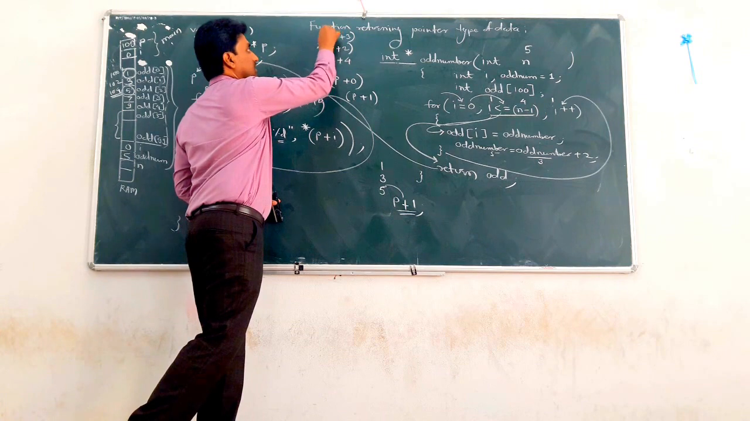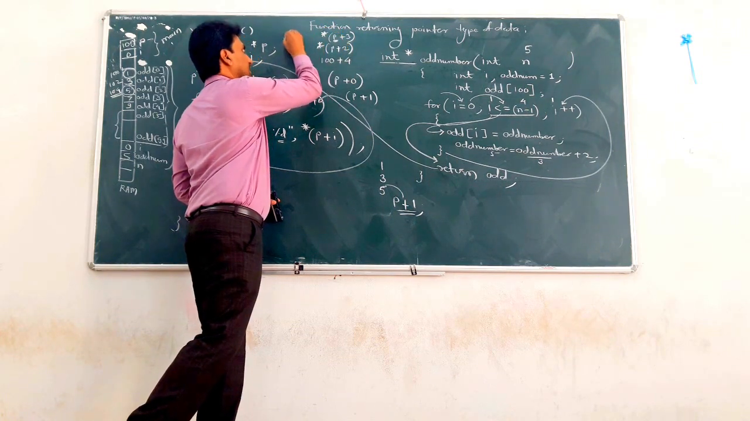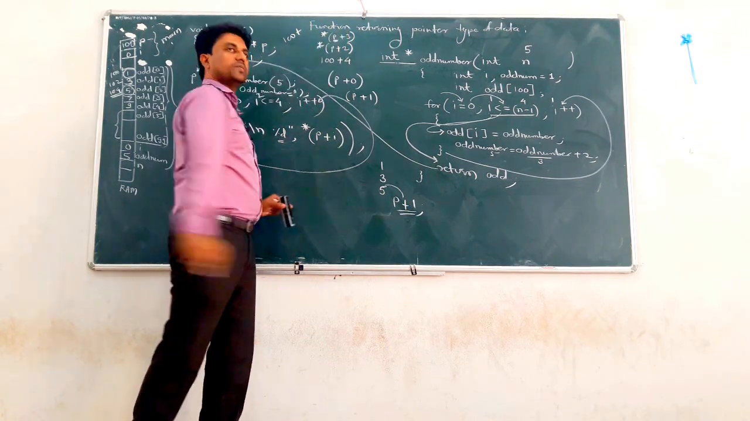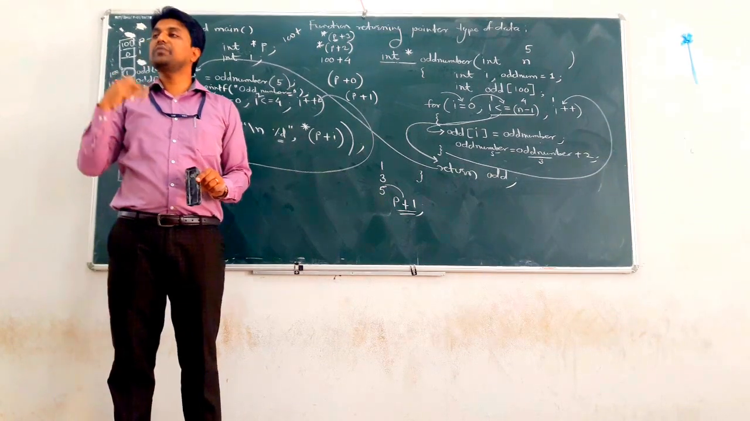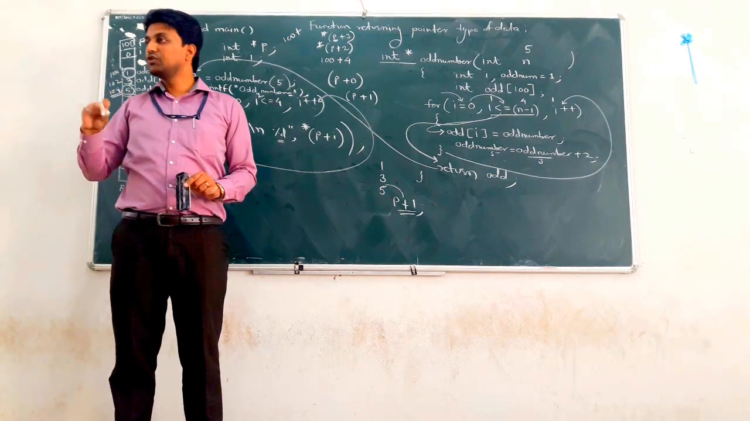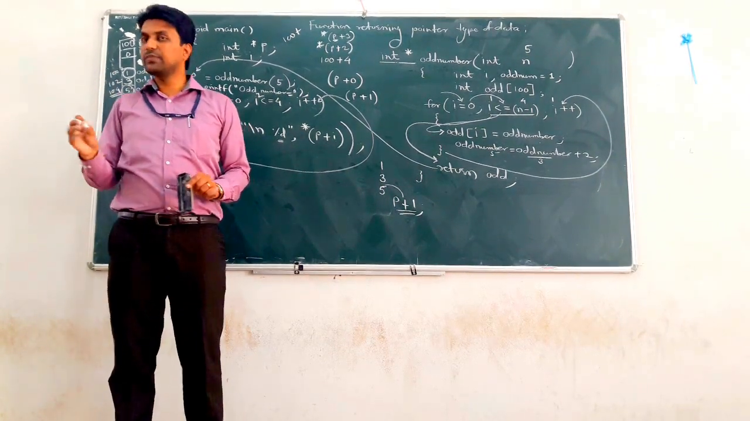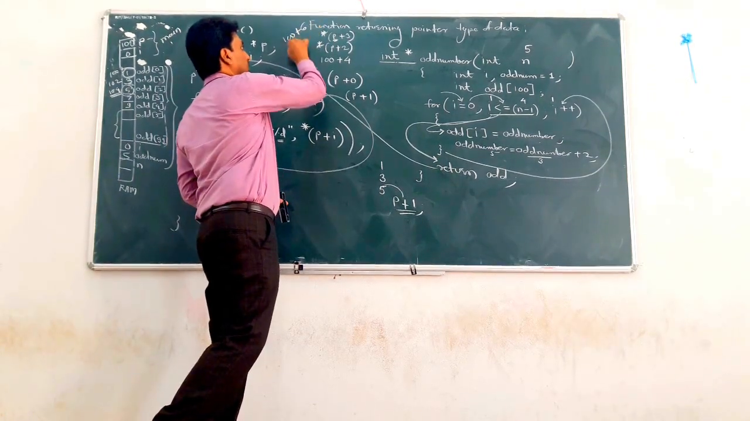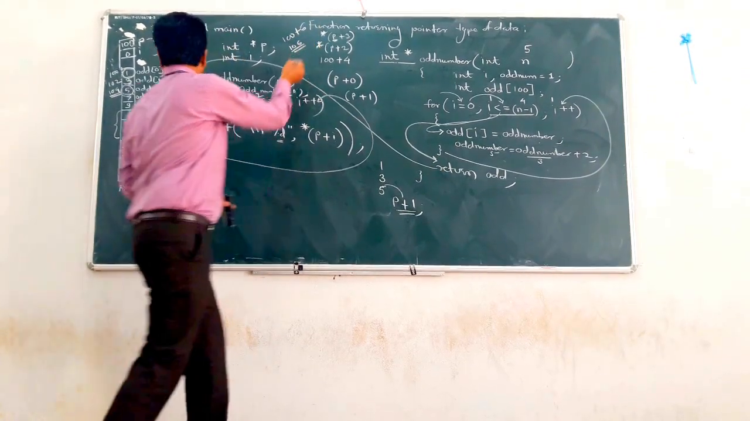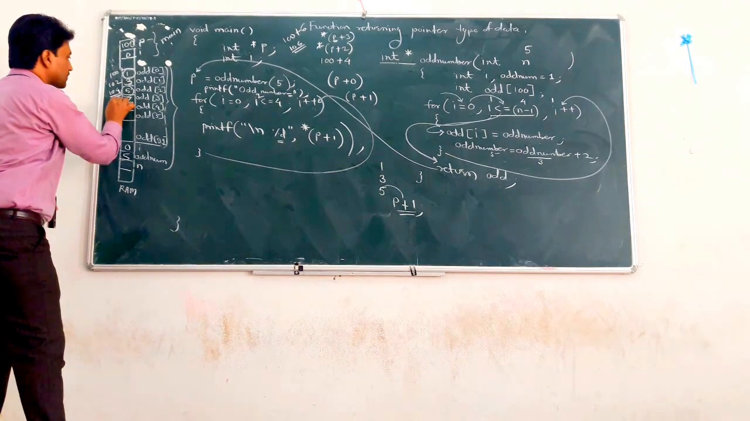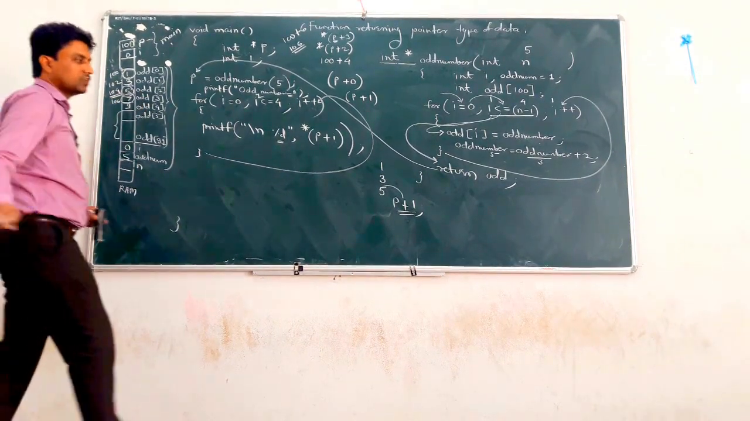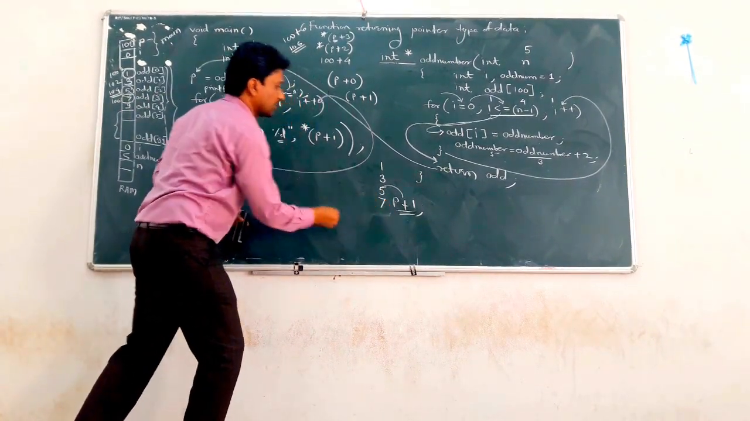P plus 3 means the current address of P, 100, plus 3 blocks. How many bytes are required? 2 bytes each. So 3 blocks require 6 bytes, so 106. What is the value present at the address location 107? So next on the console, 7 gets printed.